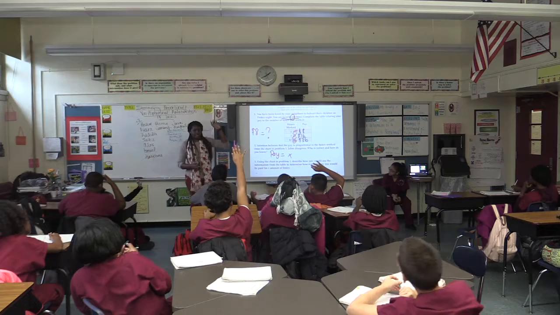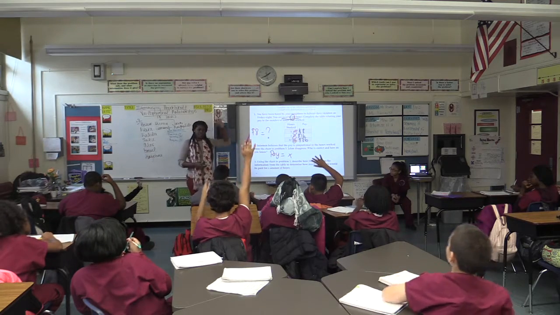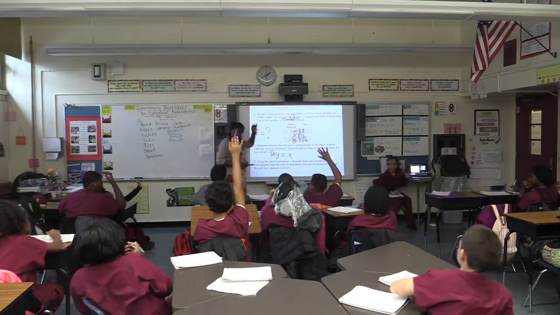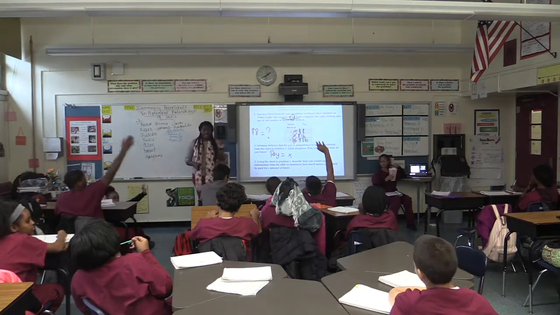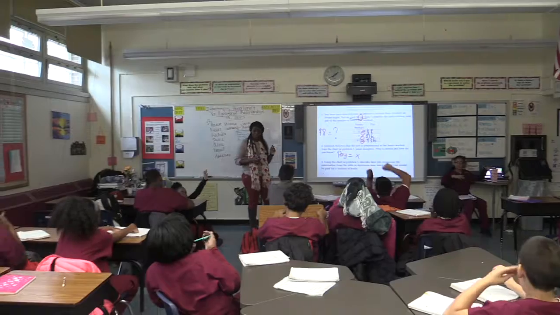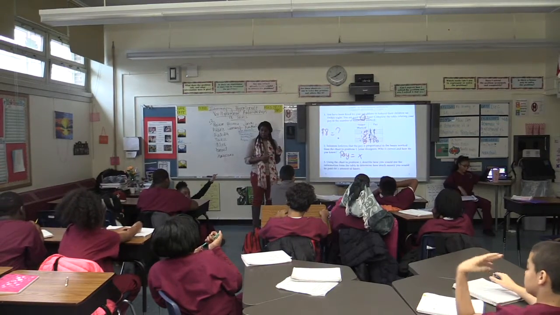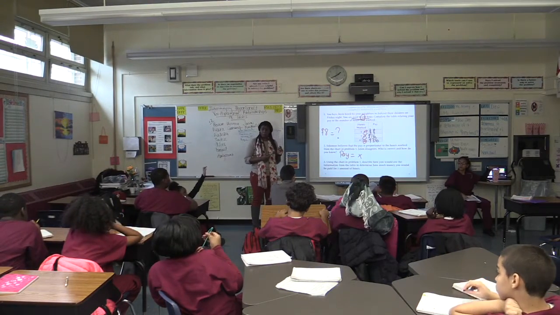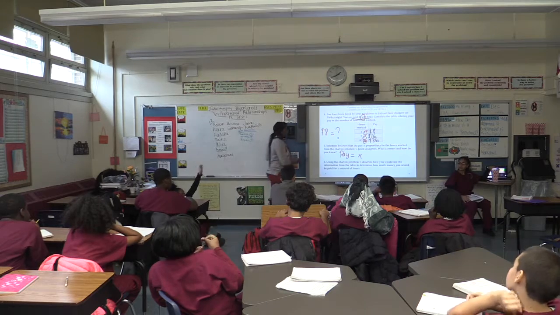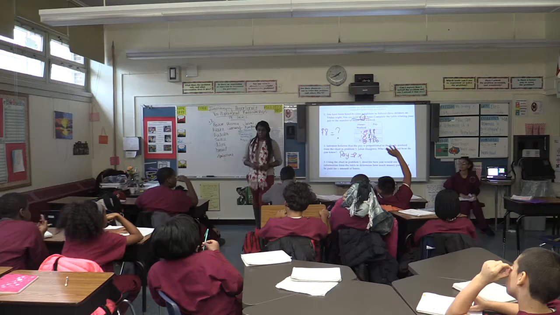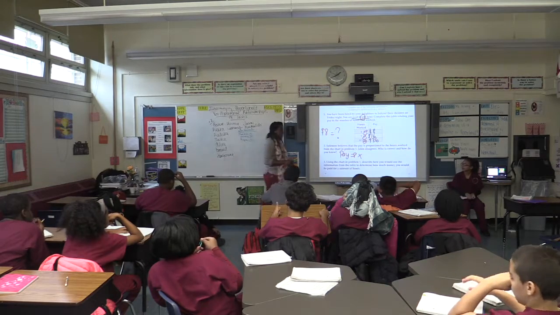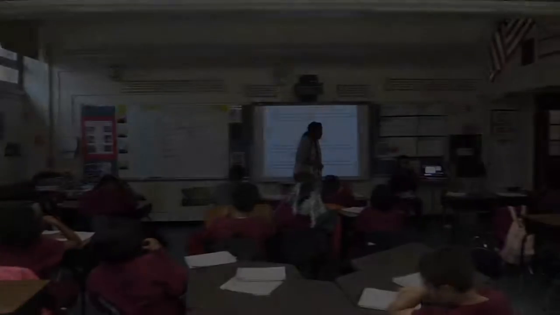I see a lot of hesitant hands. So what do we need to multiply by? 17 million by 8. Why 8? Because that's the money you're getting paid per hour. Per hour. Thank you. All right.